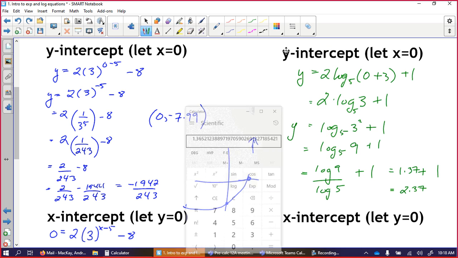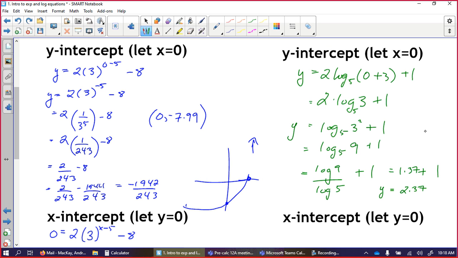So this is our y-intercept. That point is 0 and 2.37.